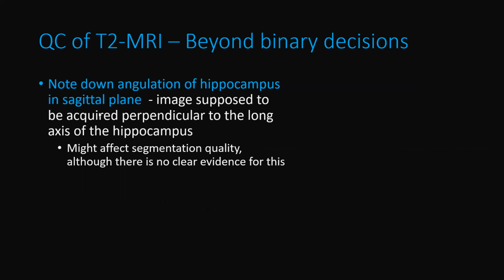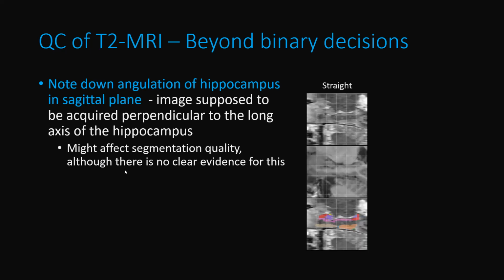And then another thing to maybe note down is the angulation of the hippocampus in the sagittal plane. So the image is supposed to be acquired perpendicular to the long axis of the hippocampus, but that doesn't always happen. And this could potentially affect segmentation quality, but I have never seen any evidence for that. So I don't know if that's the case, but it could be good to just note it down anyways.